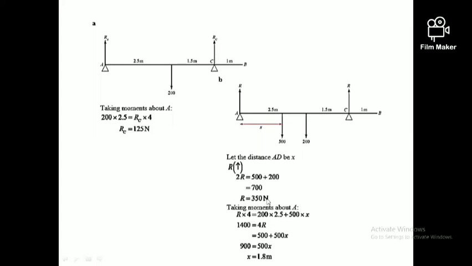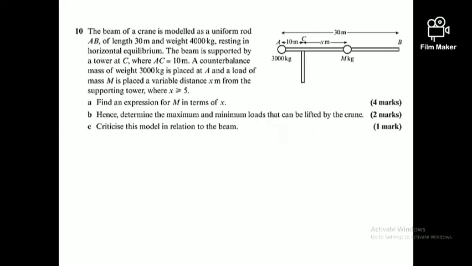Then R is 350. Then we can say 4R is 1400, which equals 500 plus 500X. Then X equals 1.8 meters. That is the way of obtaining the answer for this part of the question, right? This is the last question in this video. So let's move up to that question and try to obtain the answer.